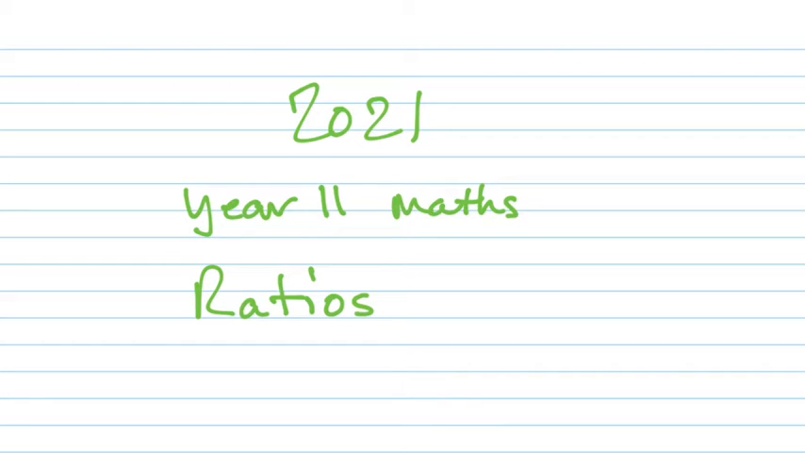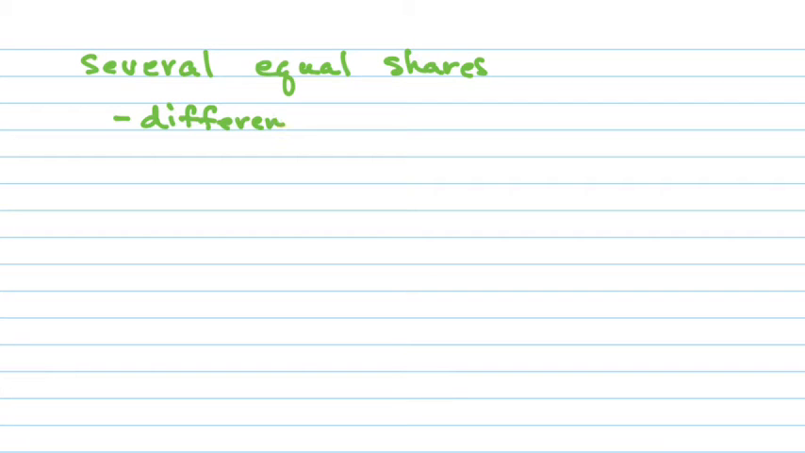So we're going to talk a little bit about ratios and what they are and how to simplify them. So what you have with a ratio is you have several equal shares. So keep in mind that they need to stay equal. Several equal shares, right? But different distributions. So the pieces are the same size, but not everybody gets the same number of pieces. Make sense?